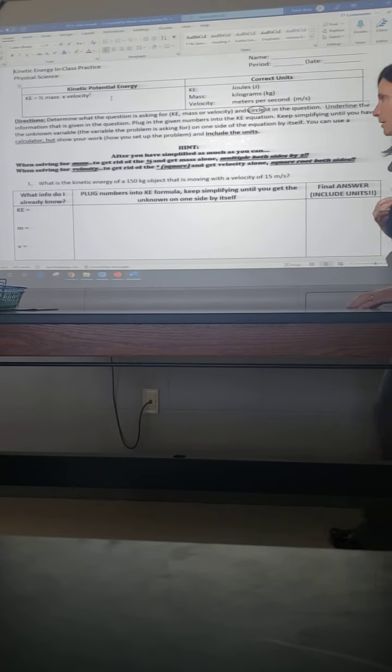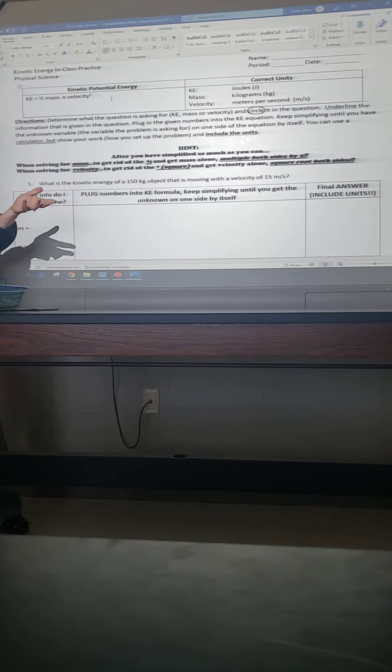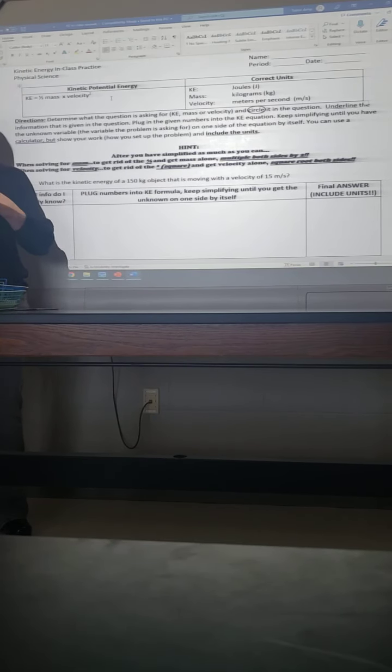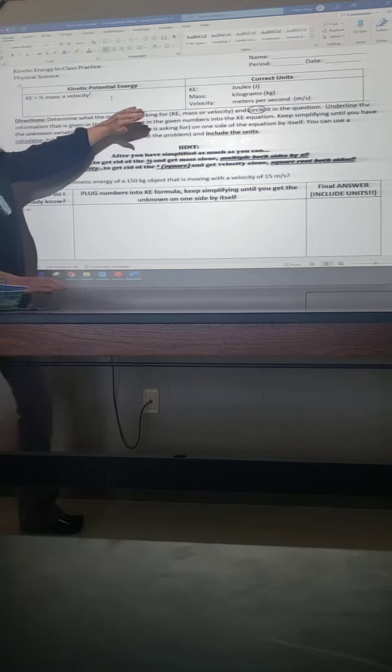The box here at the top has the equation. Notice that there's no triangle. We're not going to rearrange anything. It's easier just to plug things in on this one and then simplify from there. So we have the one equation.